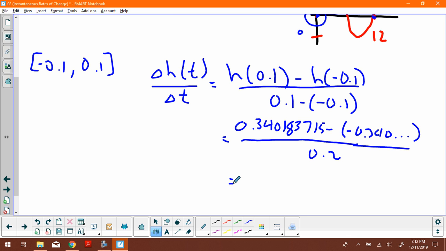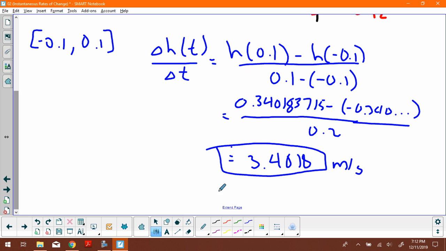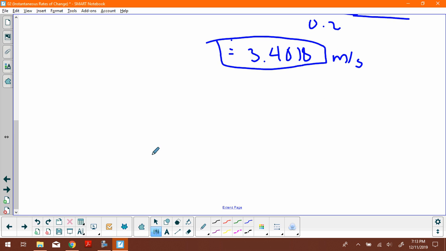So that actually works out quite nicely, right? When I put these together, I'm not going to add them. I'll have 2 of them, and then just dividing that by 0.2. So this is going to work out to 3.4018 if I round it to 4 decimal places. So there's my average rate of change over that interval. Let's do a smaller interval and see if it still agrees.